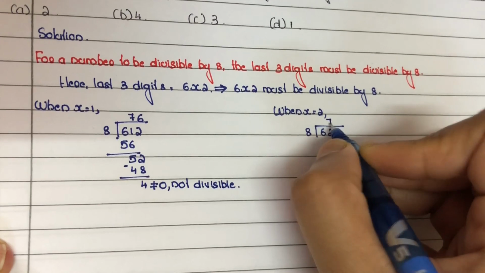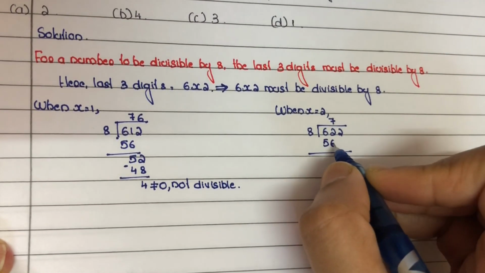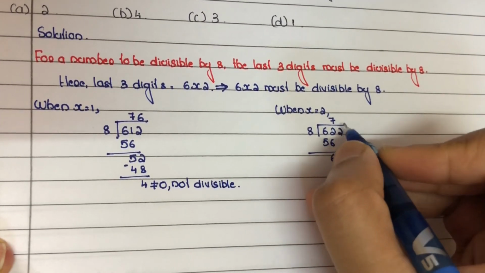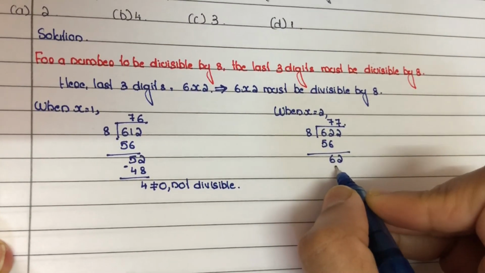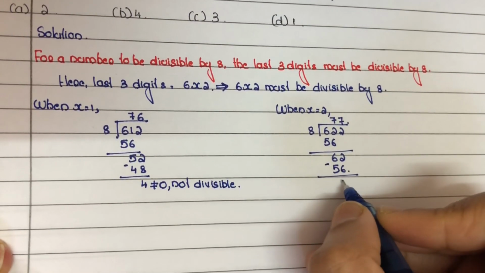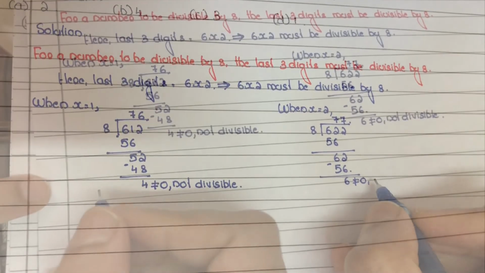7 times 8 is 56, 62 minus 56 is 6, bring down 2, 62 again, 7 times 8 is 56, remainder 6, not equal to 0, so it's also not divisible.